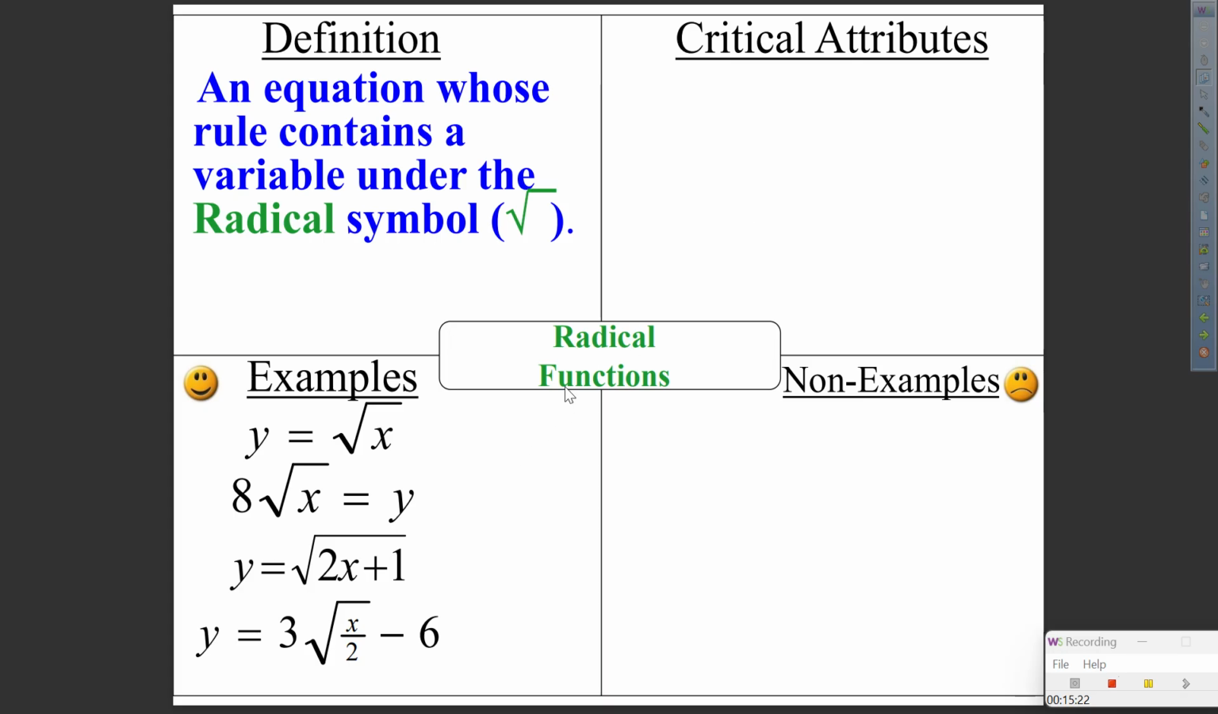So as you're writing those down, according to the definition, they have to be an equation. Question, do you see equal signs all over? Yes. Second, do you see the radical symbol on each of those? Yes. Next, do each of those radical symbols have a variable inside? Yes, yes, yes, and yes. That is correct.